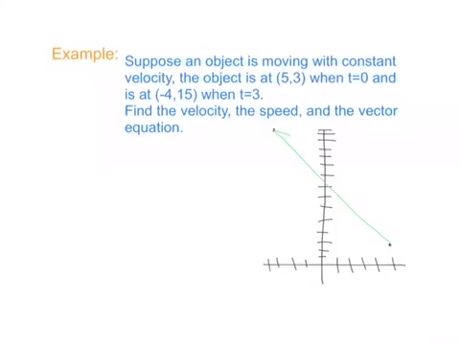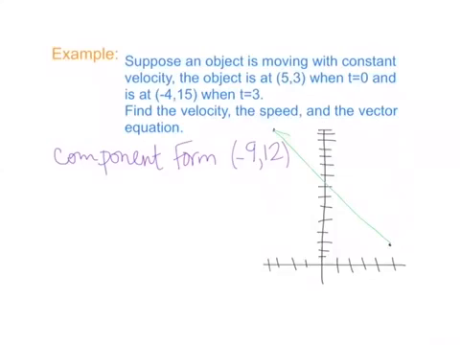So to find the velocity, again, let's look at the component form of the vector. To get from this point to the point -4, 15, I have to go left and up, or up and left. So I'll need to go left 9 units and up 12 units to reach -4, 15 from 5, 3. So left 9, that's -9, up 12, that's +12. So that's the component form.